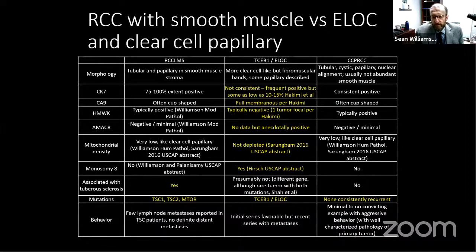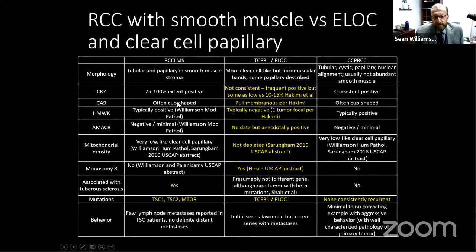So TCEB1 is the former name for this gene, and ELOC is the newer name for this gene. Highlighted in yellow are some of the differences. Cytokeratin 7, although it's frequently positive in those with the smooth muscle stroma and also clear cell papillary renal cell carcinoma, is less consistent in those with the ELOC gene mutations. In the study by Hakimi and colleagues, some had as low as 10 to 15% of the tumor being positive, which to me would be rare in clear cell papillary or those with the smooth muscle stroma.